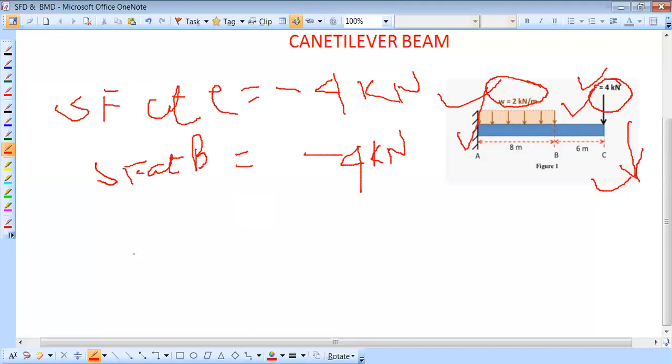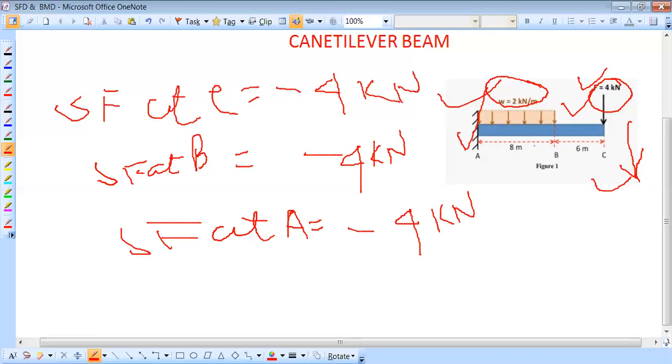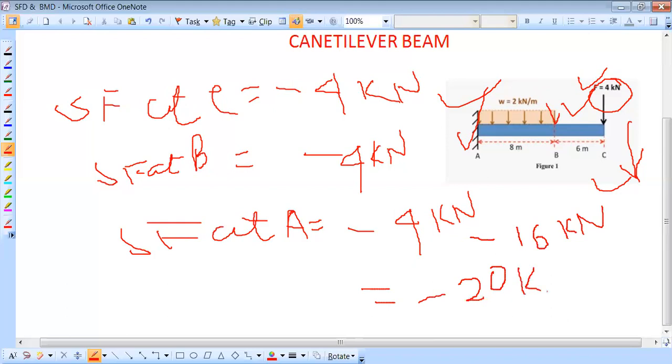So at point B also it is minus 4 kilonewtons. Then SF at A is equal to how much? It is very important: SF at B is minus 4 kilonewtons, but at A we also take this UDL force into consideration. So SF at A is minus 4 kilonewtons at B plus the algebraic summation of minus 2 kilonewtons per meter into 8, that means 16. Why 16? Because 2 kilonewtons per meter means 1 meter is 2 kilonewtons, and 8 meters is 16 kilonewtons. So adding algebraically, it is minus 20 kilonewtons at point A. This way we can easily find the SF.